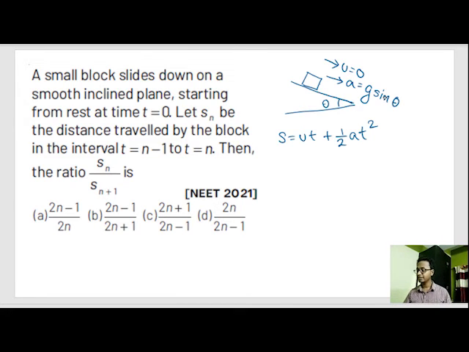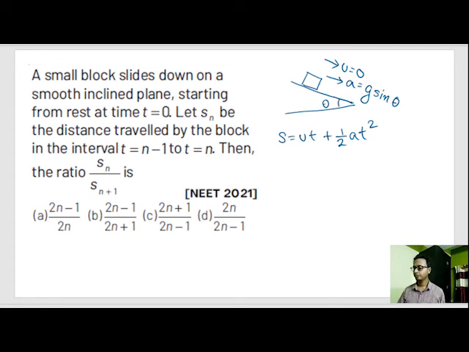So the distance travelled by the block, sorry, distance or displacement of the block. If it is a straight line, distance is equal to displacement. If the particle moves in a straight line, then the distance of the particle is equal to its displacement. In a straight line means it is not moving to and fro, it is going in a straight line.